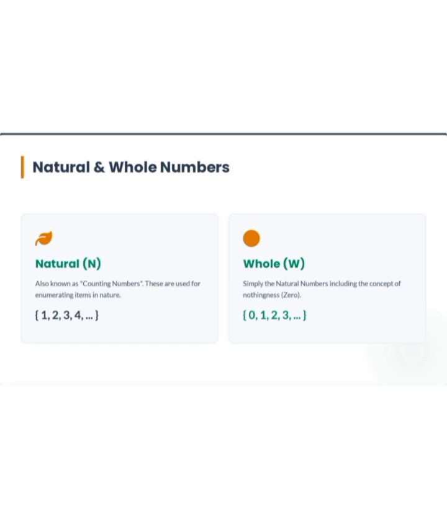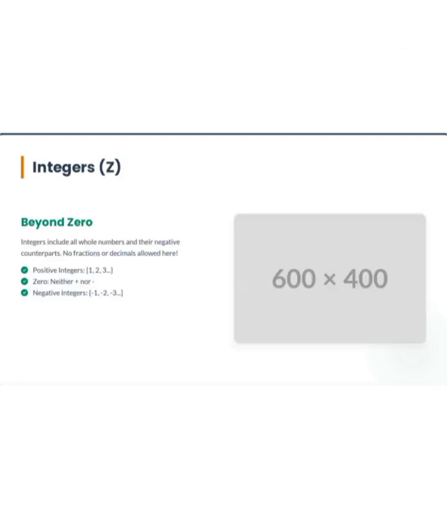Natural numbers we have already discussed that they are counting numbers. Whole numbers is simply adding 0 to natural numbers. And in integers we are just adding the negative numbers along with the whole numbers.